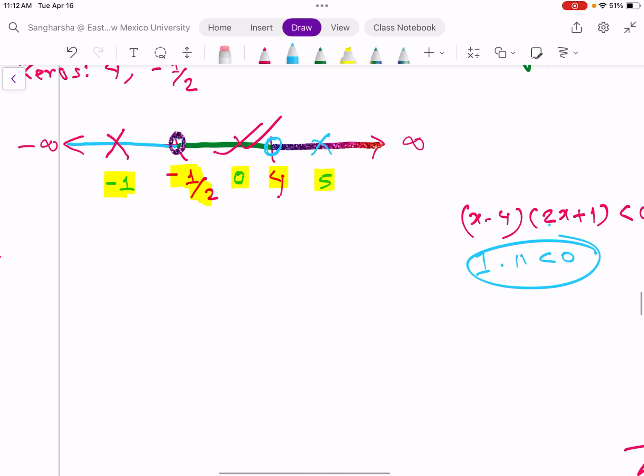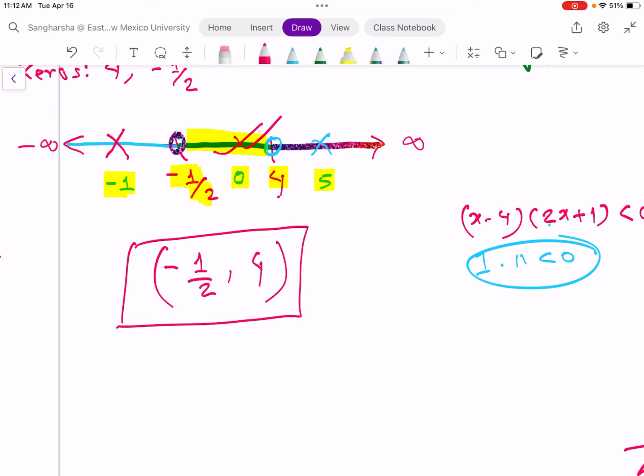So our solution is from negative 1 half to positive 4. Now, do we use a parenthesis or a bracket? We have an open circle, so a parenthesis here. And this is the solution for this polynomial inequality. And if you have a two interval solution, you're going to use the union sign. Sometimes you might get two intervals as a solution, and you use your union sign. Any question?